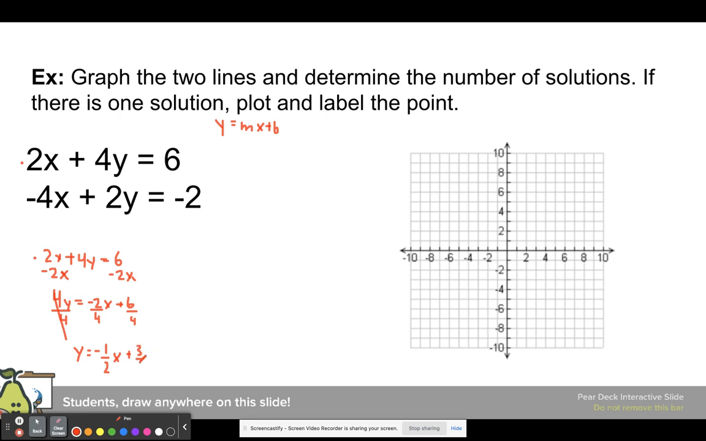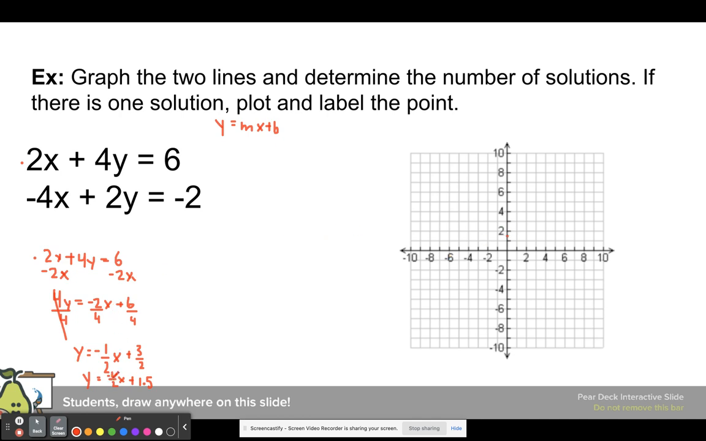Since we're going to graph it though, I'm going to make this value a decimal just to make it a little easier to understand how I'm getting my numbers when I graph. And then plus 1.5. So I'm going to start at 1.5, which is halfway between 1 and 2. I'm going to make my point about there.